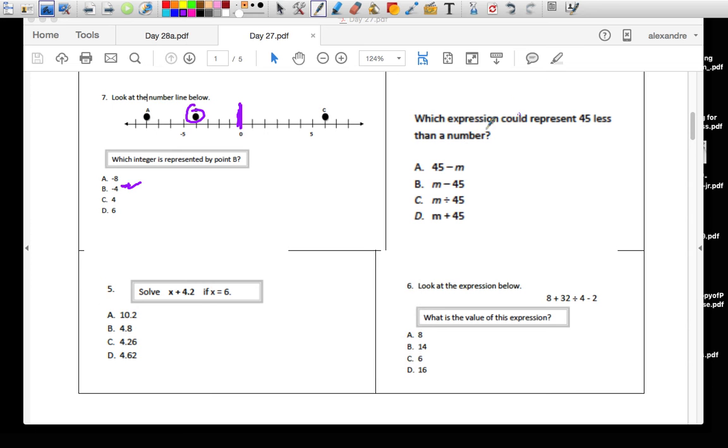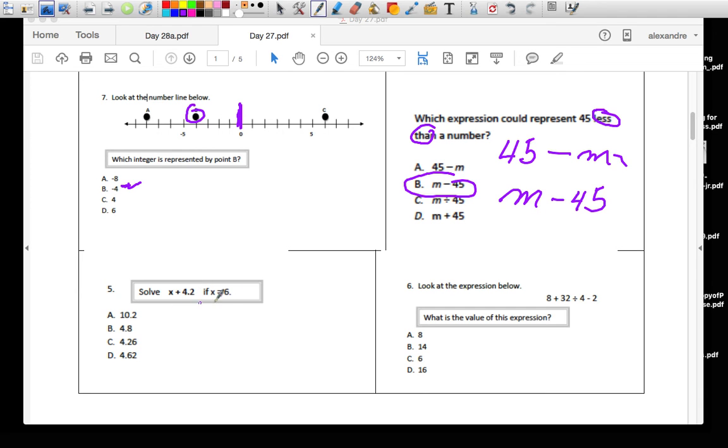Which expression could represent 45 less than a number? Okay, so let's translate that as it is. 45 less than a number. A number in this case, you can see that the variable they chose was m. So, wow, it's way too loud. 45 minus m. But you know that "less than," let me circle this and this, those two together become a turnaround word. So we're going to change the order here. We're going to go m minus 45. Correct answer would be B.